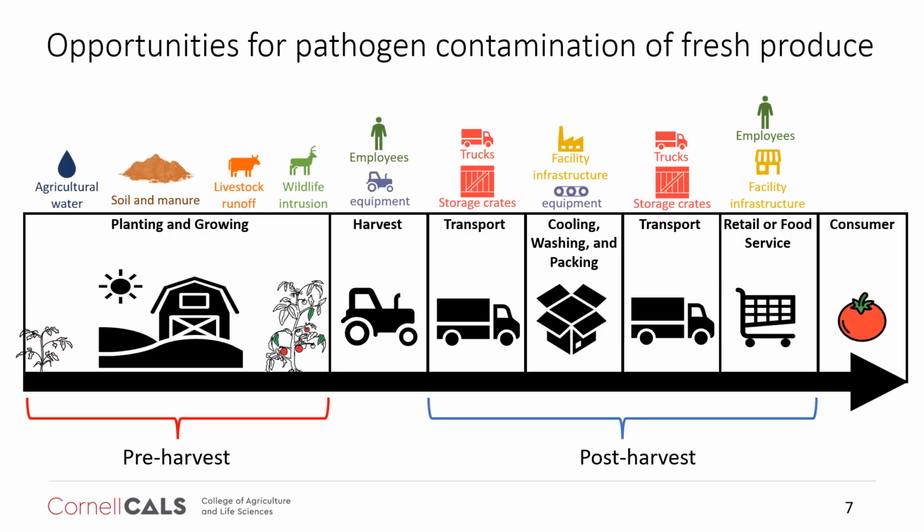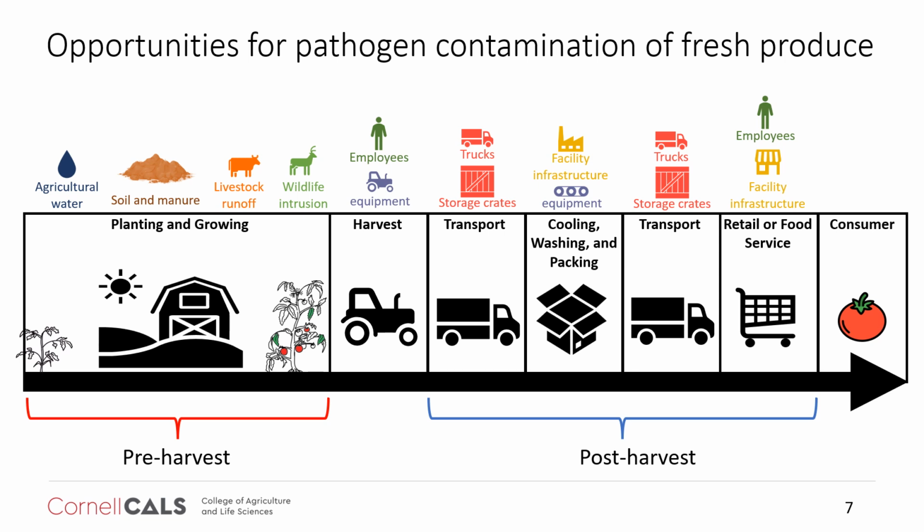Given the complex nature of the fresh produce supply chain and absence of a definitive kill step such as heating that is applied to fresh produce along this fork-to-fork continuum, there are opportunities for pathogens to contaminate fresh produce prior to consumption. As an example, at post-harvest levels, pathogens can contaminate fresh produce if the truck that's delivering the crates that contain the fresh produce are contaminated.